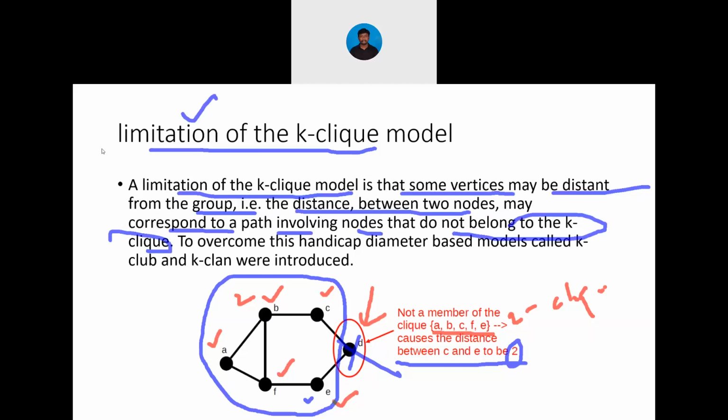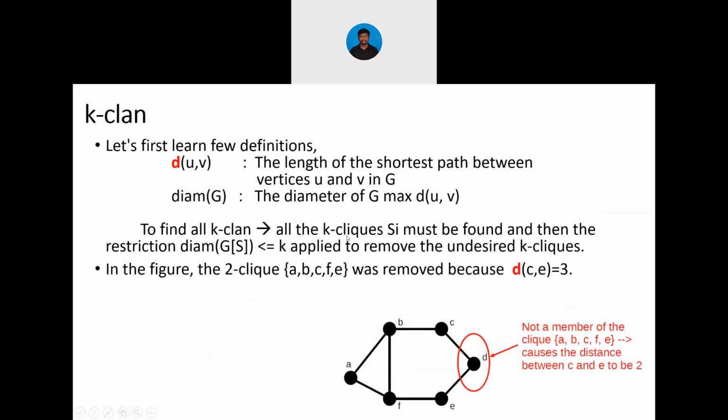So how to overcome this limitation is nothing but the k-clan. Before entering into the k-clan, you just go through the distance and diameter. We have studied that d(u,v) is the distance, the length of the shortest path between the vertices u and v in the particular graph. Diameter of G is the max of these. So what is the maximum distance, while considering the whole graph, to reach from a particular vertex to some other vertex? That is actually the diameter of a particular graph.